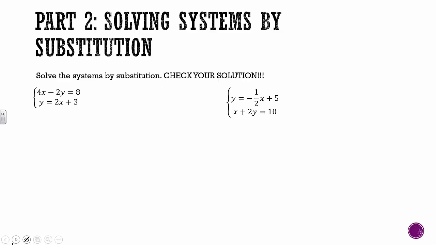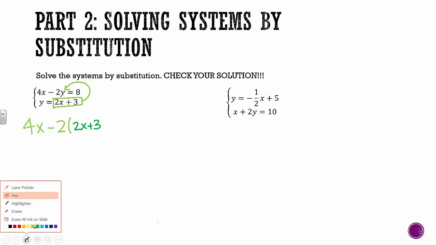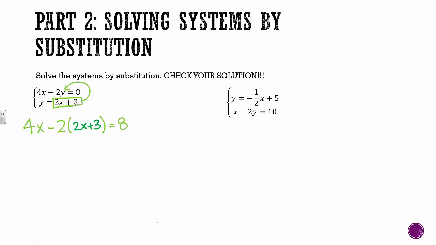So this first one of these is solved already. We know what y equals. So just like we've been doing, we're going to come up and plug that in. So the 4x stays the same, the minus 2 stays the same, but instead of y, I'm going to put what y equals, 2x plus 3. And everything else is the same. So then we're going to distribute 4x minus 4x, and then we'll do minus 6 equals 8. And something happens here. These cross off. 4x minus 4x goes away. We get negative 6 equals 8.